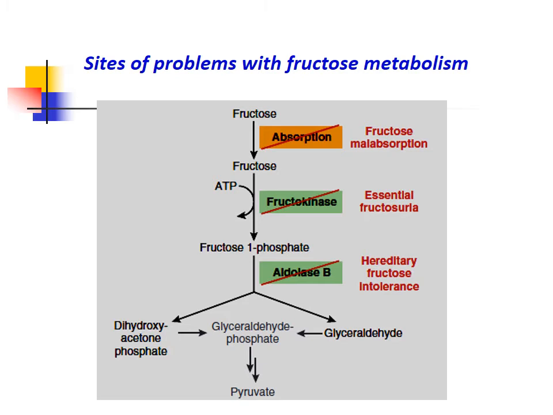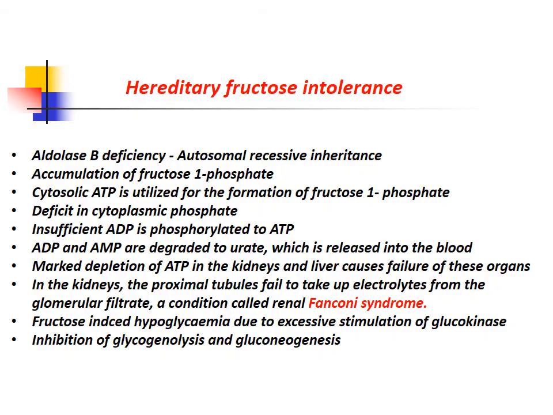Sites of problem with fructose metabolism. Fructose malabsorption. Deficiency of fructokinase leads to essential fructosuria. And deficiency of aldolase B enzyme leads to hereditary fructose intolerance. Hereditary fructose intolerance: aldolase B deficiency, with autosomal recessive inheritance.